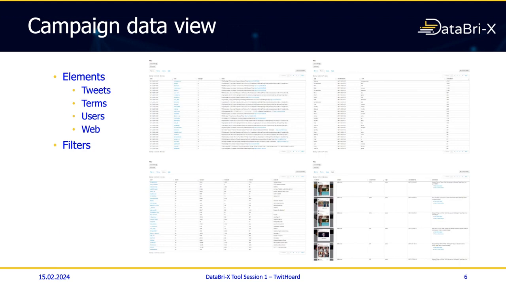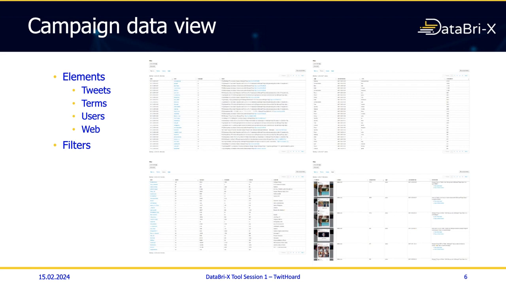The campaign data view presents the elements that together make up the collection. These elements are the tweets themselves, the terms, the broken down terms that appear in the tweet text, the users that appear in the collection, and the web content, that is the web pages that the tweet text links to.